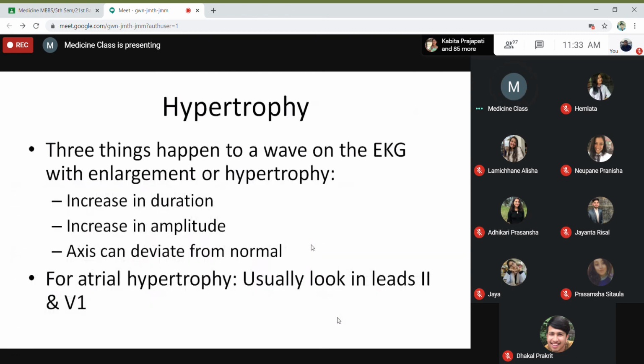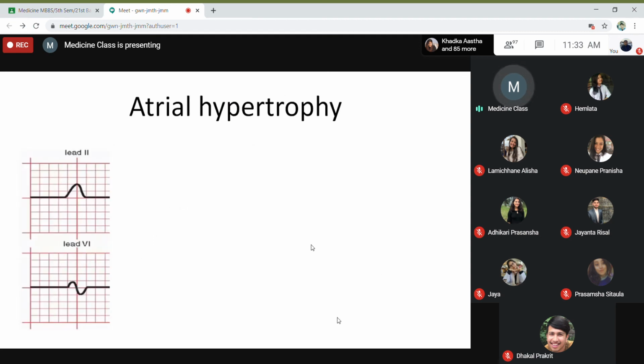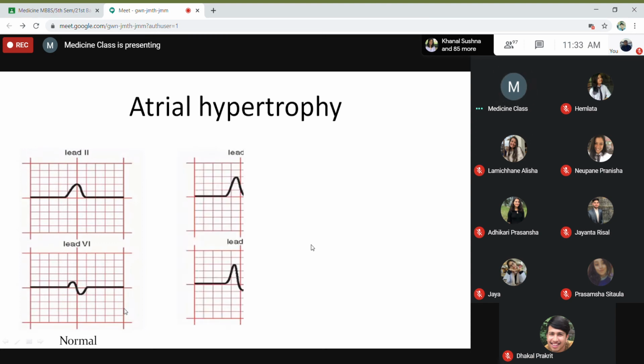In hypertrophy, we can also tell by looking at the ECG whether there is right ventricular hypertrophy, left ventricular hypertrophy, left atrial hypertrophy, or right atrial hypertrophy. In atrial hypertrophy, this is the normal one. The P wave will be more or less equal, not more than 2.5 in amplitude, and in duration also not more than 2.5.